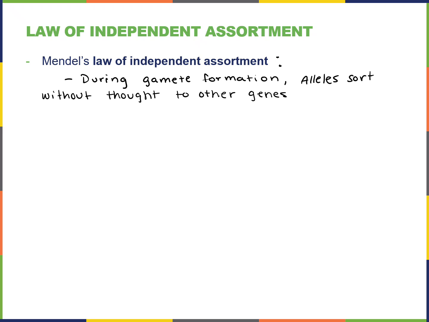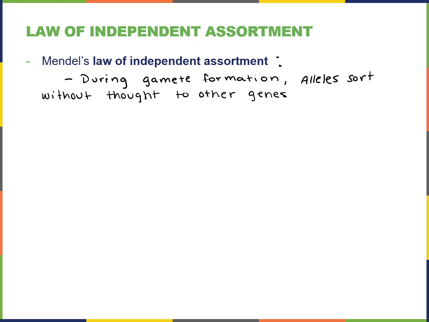So during that gamete formation, alleles will sort without thinking about another gene. Like, for example, you know how girls tend to, and I'm not trying to girl shame right here, you know what I'm doing here. It's just an example. Girls tend to go to the bathroom together, right? So all of you and all your girls are going to the bathroom. One of your girls is just like, you know what? I don't need to pee. I'm okay. So she will independently sort.